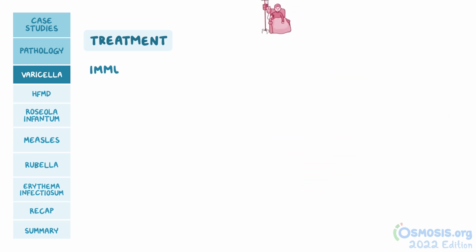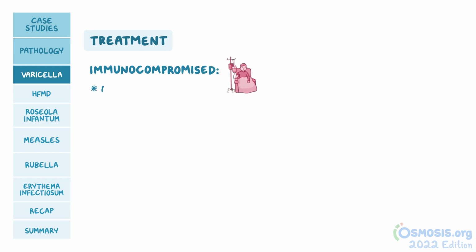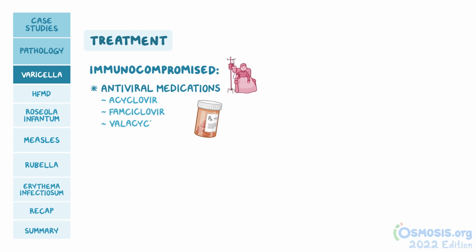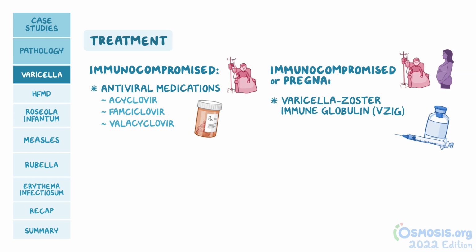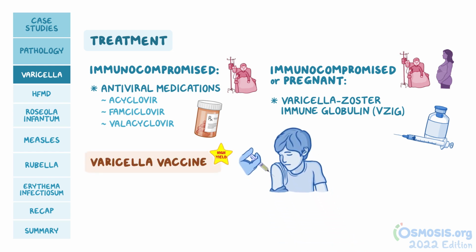In addition, immunocompromised individuals can be treated with antiviral medications, such as acyclovir, famciclovir, or valacyclovir. In some situations, varicella zoster immune globulin, or VZIG, which are anti-varicella antibodies, can be given to treat immunocompromised or pregnant individuals. Finally, varicella can be prevented with the varicella vaccine, which is a live attenuated vaccine.